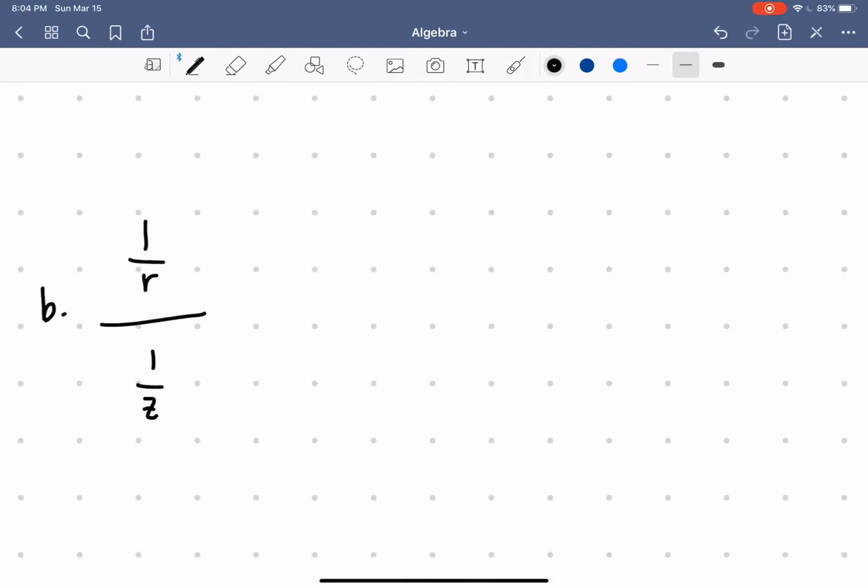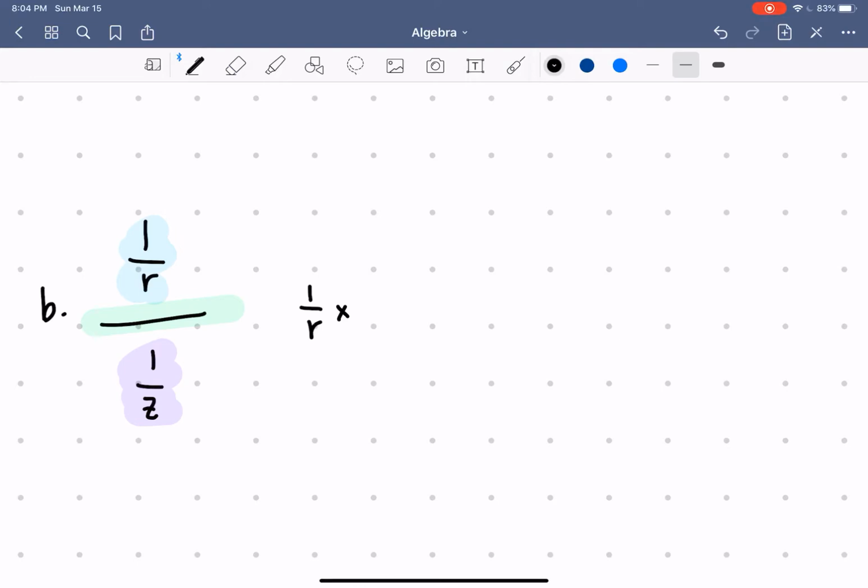1/r, completely divided by 1/z. My keep, 1/r. My change, same as always. And my flip, perfect. So I will keep 1/r. I'll change it to multiplication and then flip the end.